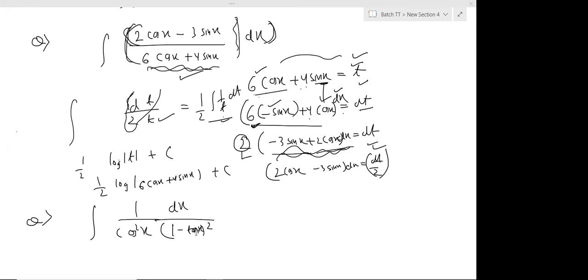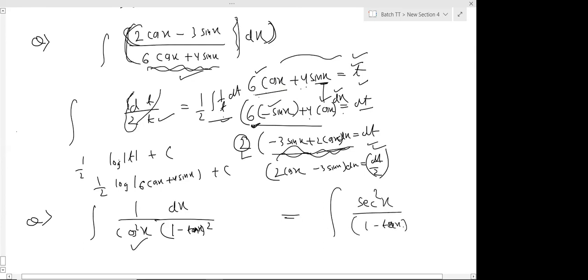Let me give you a hint. What you can do here is write 1 upon cos square x as sec square x, and then 1 minus tan x whole square dx, right? If you take this as t, you will get sec square x dx as dt. Please see, and remember the negative sign also. I think everyone missed that negative sign.